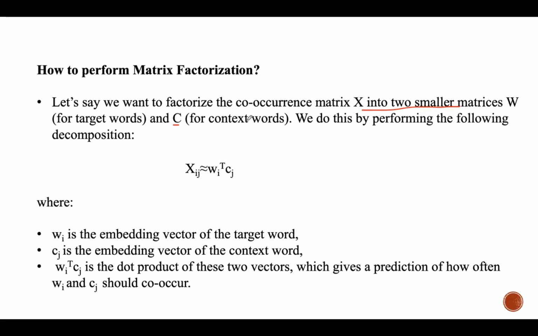These matrices will encode the semantic relationship between the words, and the factorization is performed by minimizing a loss function that captures the difference between the original co-occurrence matrix and the product of the two low dimensional matrices. Here you can see the formula. The model will try to approximate the co-occurrence matrix using this notation. Here Wi is the vector representation, or embedding vector, of the target word, and Cj is the embedding vector of the context word, and Wi transpose Cj is the dot product of the two vectors.